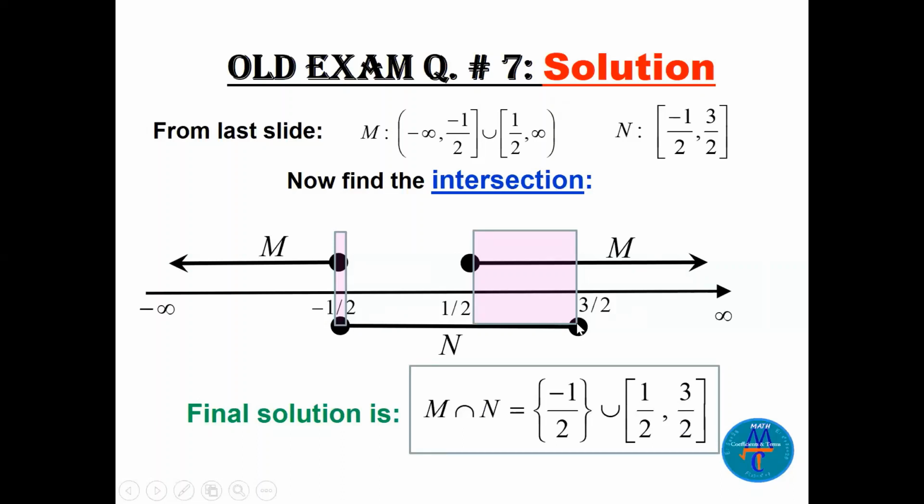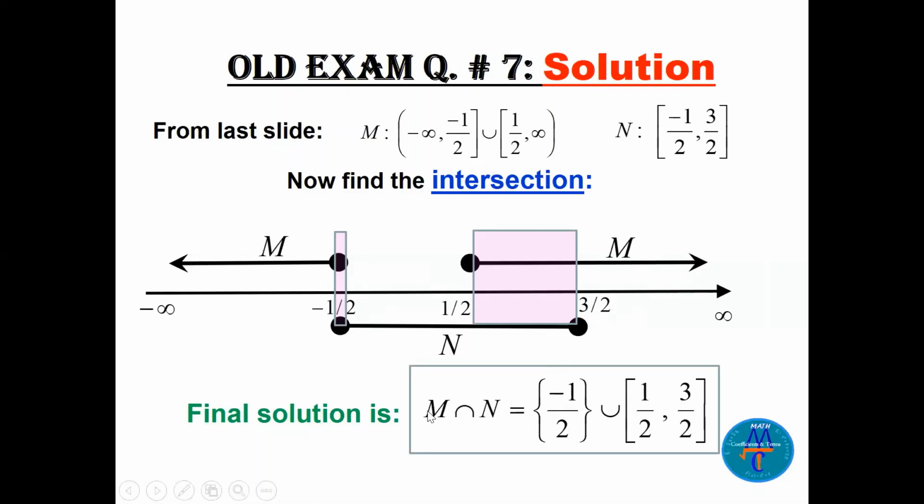Now look very carefully, because the answer is tricky. The question is normal, guys. Have you seen something? The answer is tricky. Look at the intersection. Here the intersection, only one number. So minus half is the intersection. Also in the intersection, all this interval from half to 3 over 2.